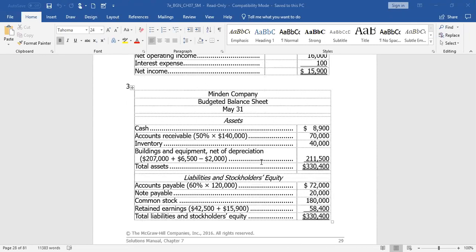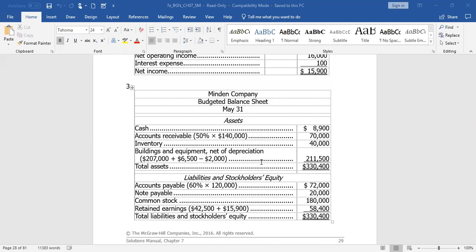There's no information about other new assets, and all the assets that are currently on the April 30th balance sheet have been accounted for, either increased or decreased, or just reported at what we expect their new balance to be. So total assets are $330,400.